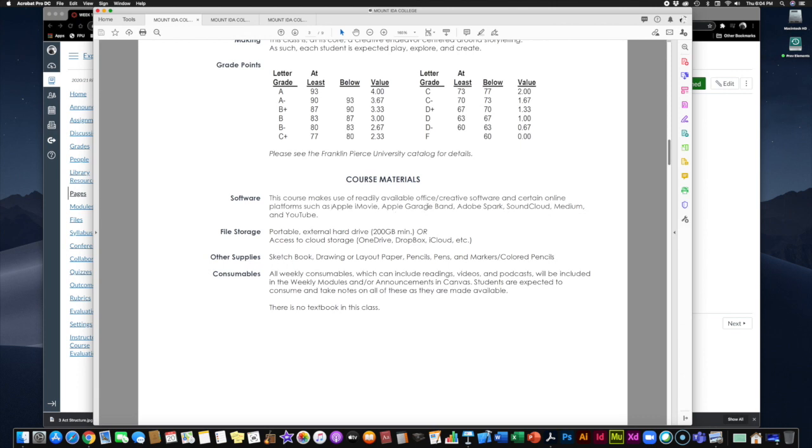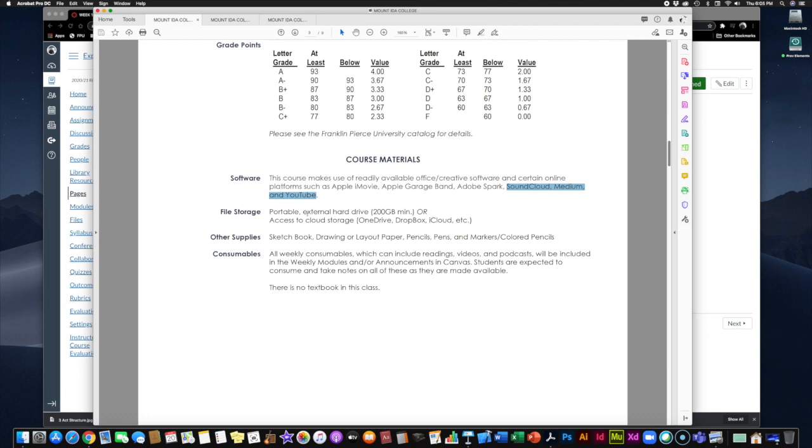So those are great. And if you don't have a Mac, if you have a PC, there are PC versions of similar software, which we're going to go over next week. You can use Adobe Spark, which is free and available online, SoundCloud, Medium, and YouTube, which of course are also online tools and services. So in a way, as long as you have a halfway decent computer, you're fine. You don't have to use anything fancy in this class.